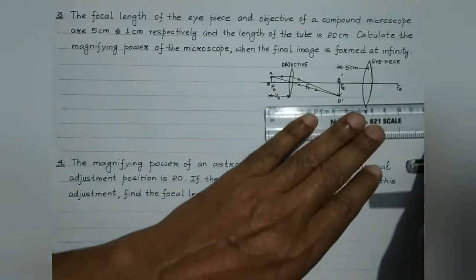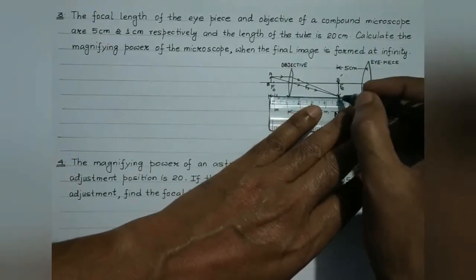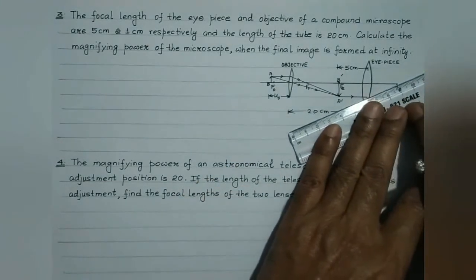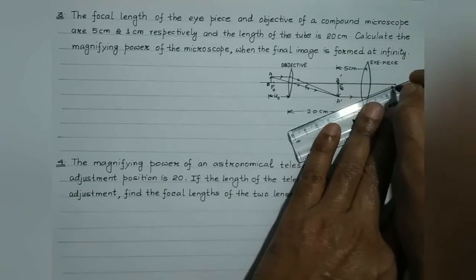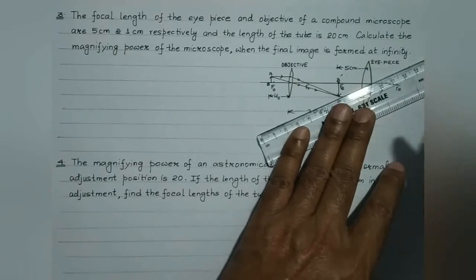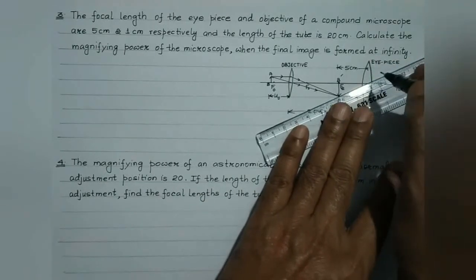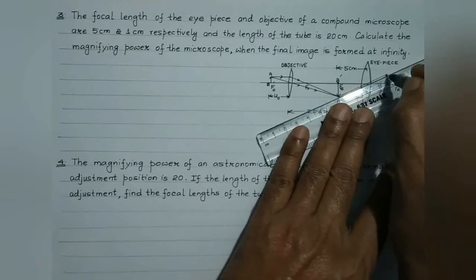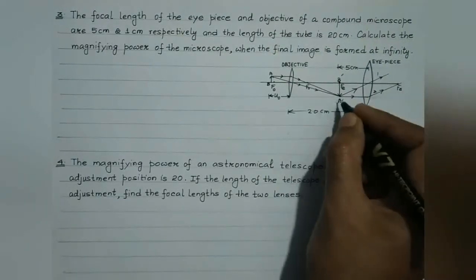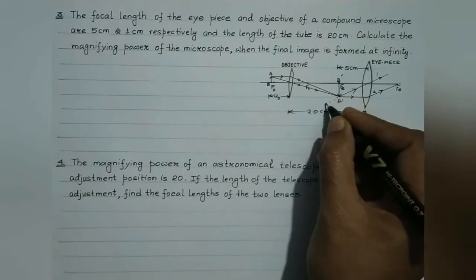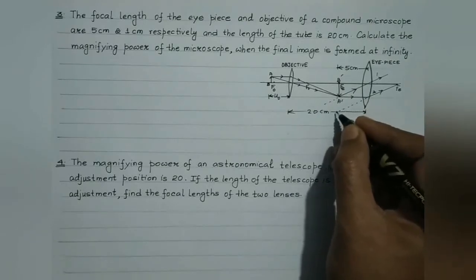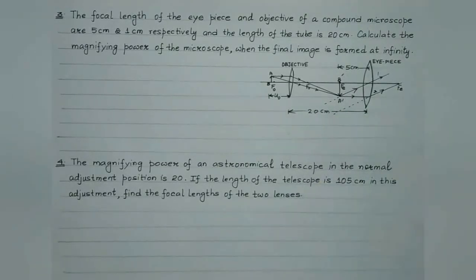So as a result, A dash B dash will act as an object for the eyepiece. So again, using the same rule, the incident ray parallel to the principal axis, after refraction, will tend to pass through the focus, and the incident ray passing through the optical center will remain undeviated, like this. Now these two rays will enter the eye and it will appear as if the rays are coming from infinity, so that the final image is formed at infinity, right? This is the ray diagram.